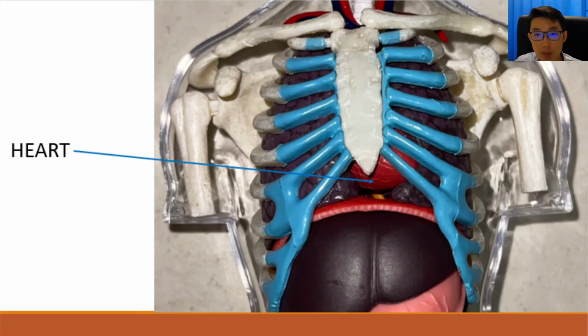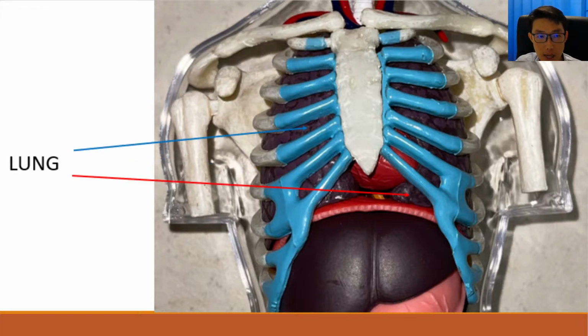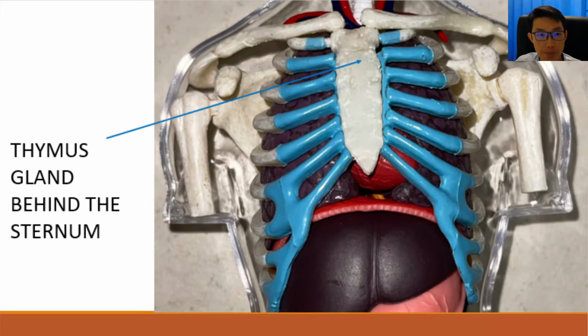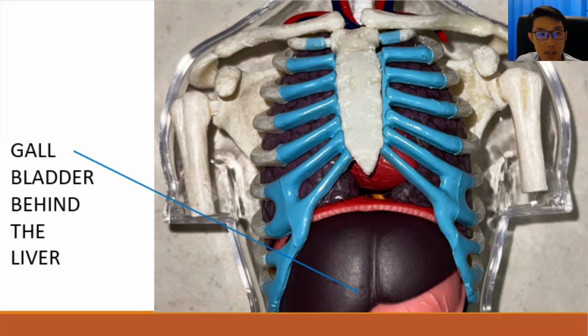Let's begin. As you can see here, this is the anatomy of the human body. Other than the skin, the fat, the muscles, and the rib cage, we can see that under the rib cage, there is the heart. There is the lung, one on the left and one on the right side of the heart. And the esophagus, which is behind the heart. The thymus gland, which is behind the sternum. And the gallbladder, which is behind and below the liver.